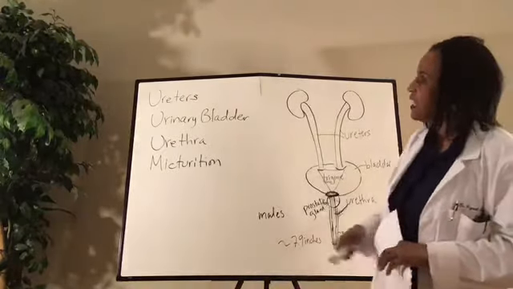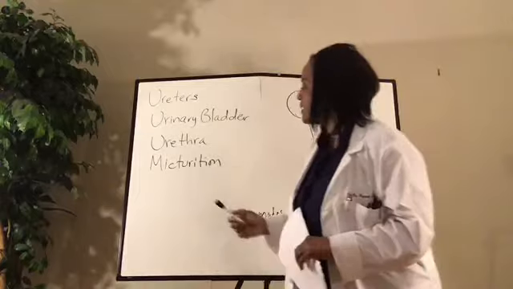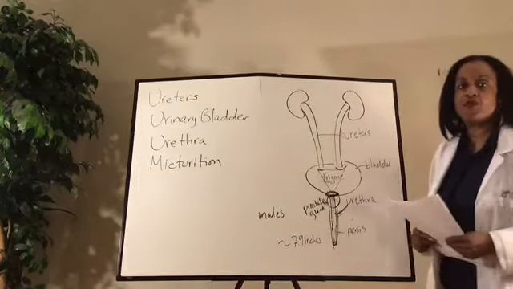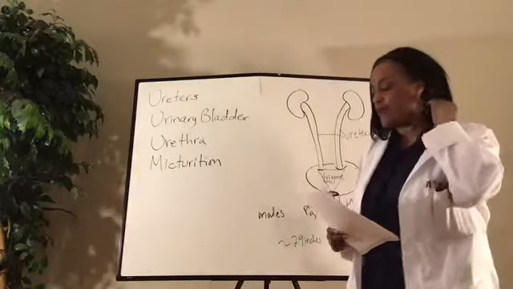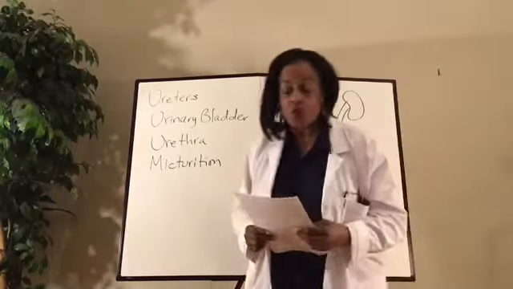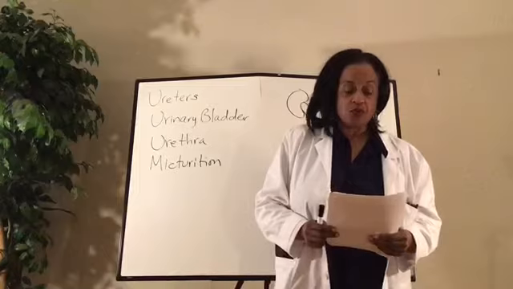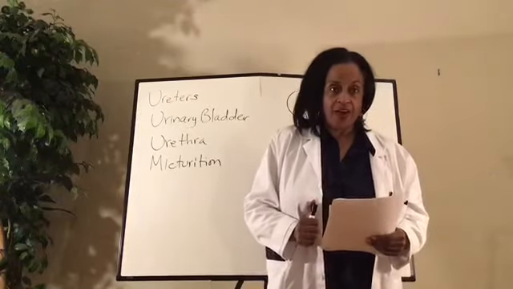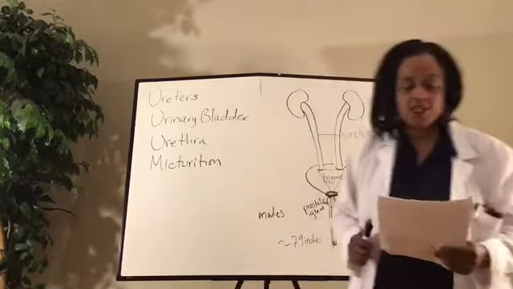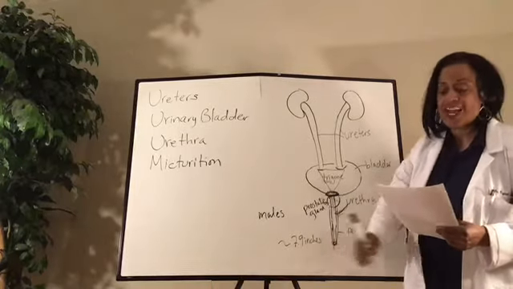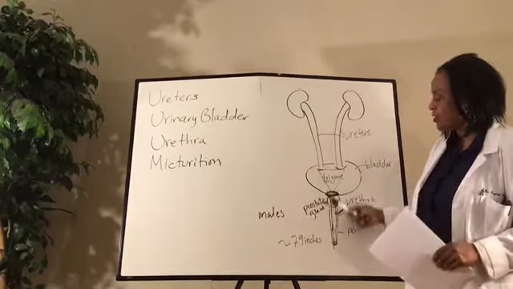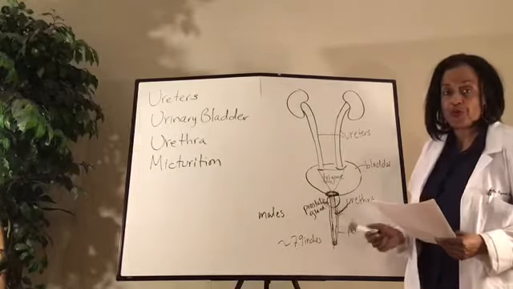Micturition, which is the last word here. Micturition. This means voiding of urine. Voiding urine begins with voluntary relaxation of the external sphincter muscles of the bladder. The detrusor muscles contract as a reflex, and they force urine out of the bladder and through the urethra.